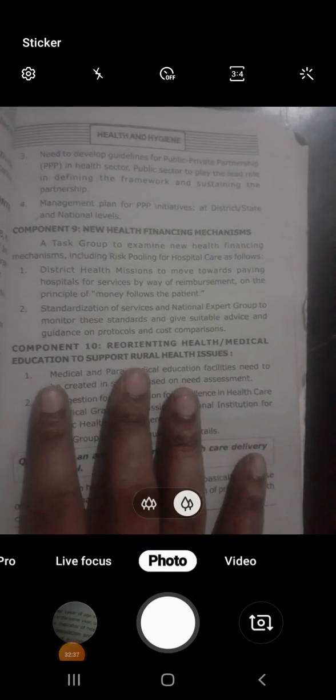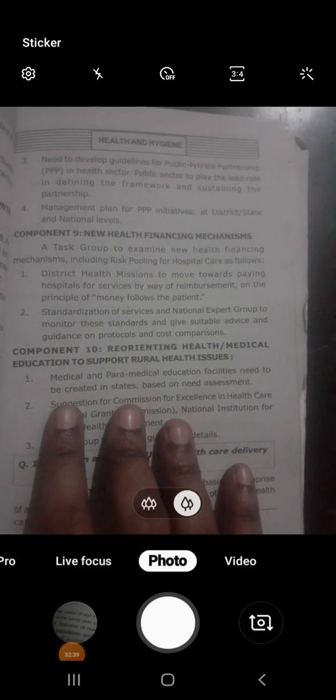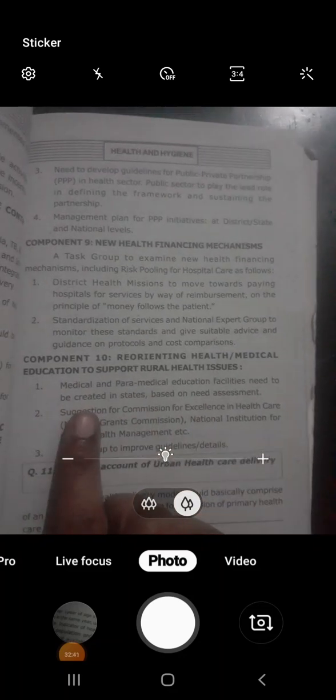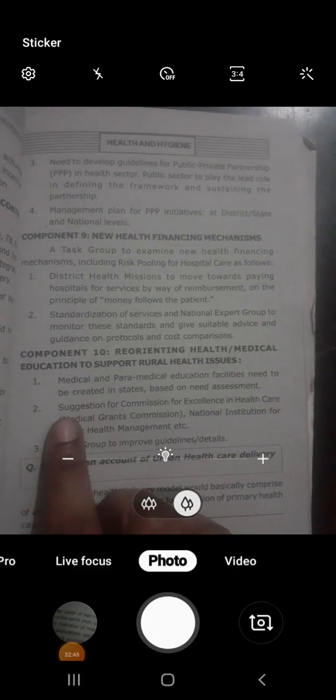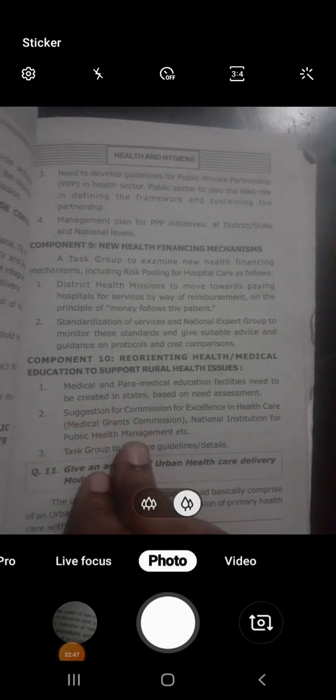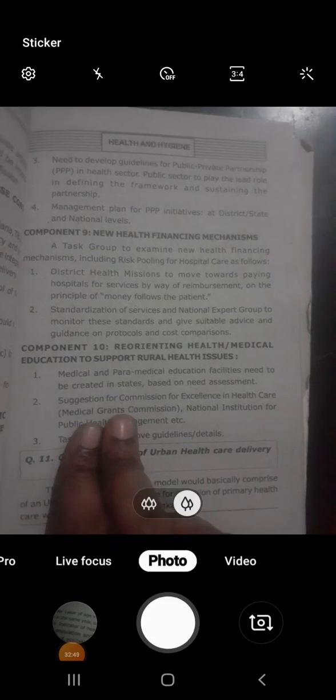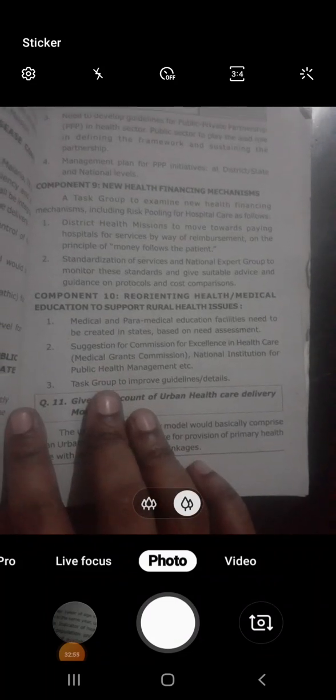Okay, and the last one is reorienting health and medical education to support rural health issues. That is, medical and paramedical education facilities should be created in the states also. And suggestions for a commission for excellence in healthcare, and also a task group to improve guidelines and details. So this is the plan of action for the National Rural Health Mission.